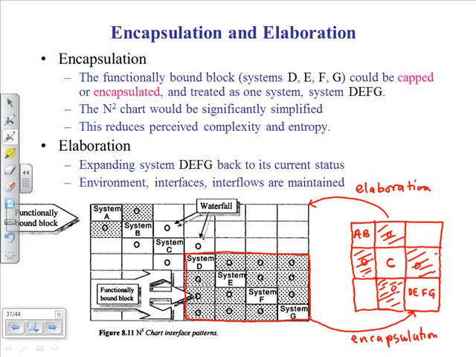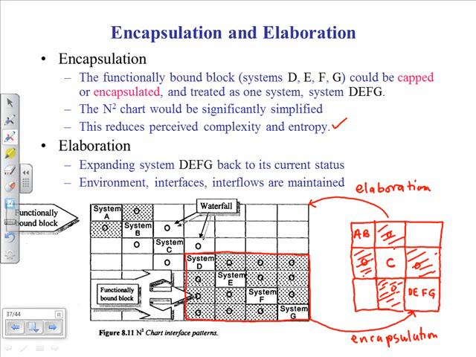It allows for reducing the perceived complexity of the system, as well as the entropy. You know, it looks like it's very disorganized. So this one looks much simpler, right? So that's encapsulation and elaboration. These concepts are used in, we may talk about this later when we start looking at systems modeling in the next few weeks.